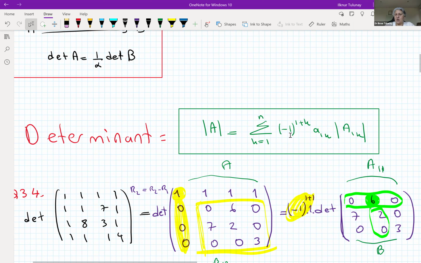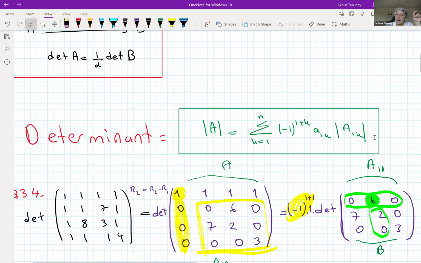This is -1 to the power of the position, where 1 is the first row and k represents the column number. This is the entry of the matrix A in the position 1k, and this is the minor. What does a minor mean? When you remove the first row and the k-th column, whatever matrix is left is the minor. So A1k is the one-dimension-smaller matrix which you obtain by removing row 1 and column k.